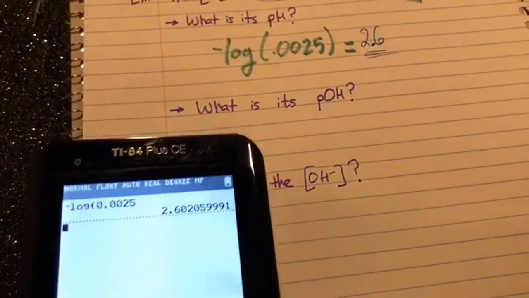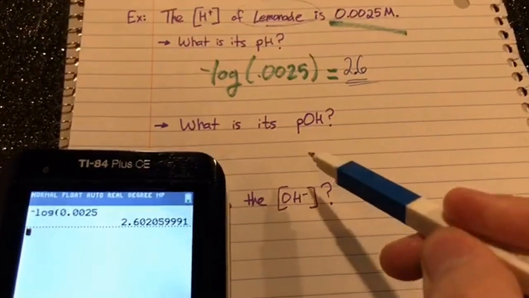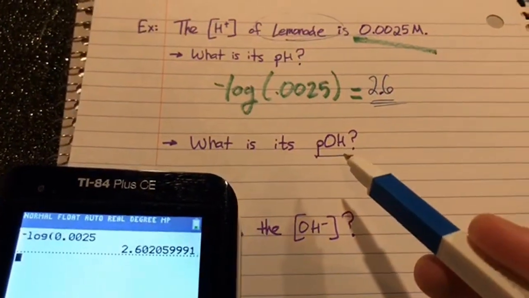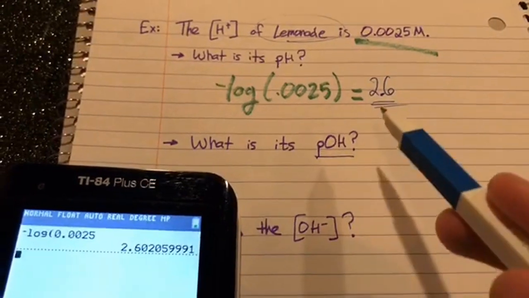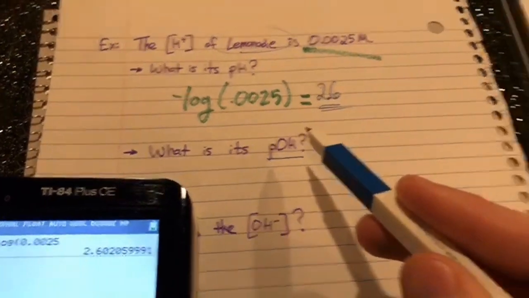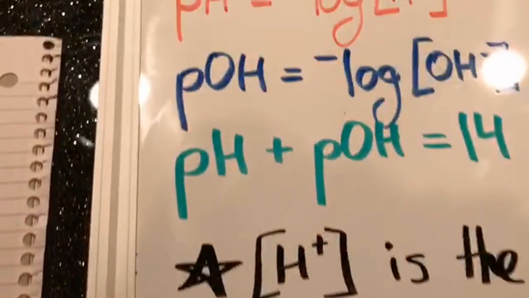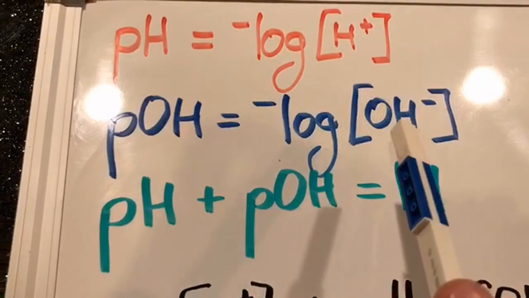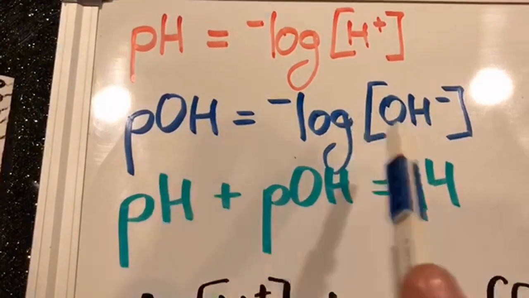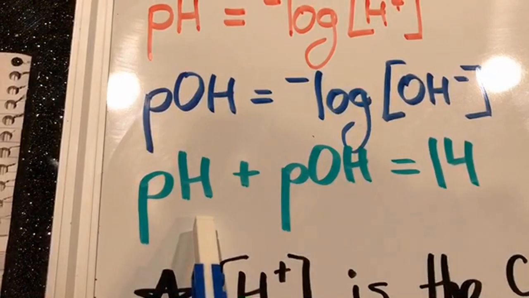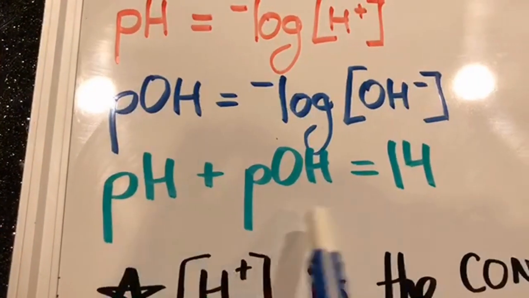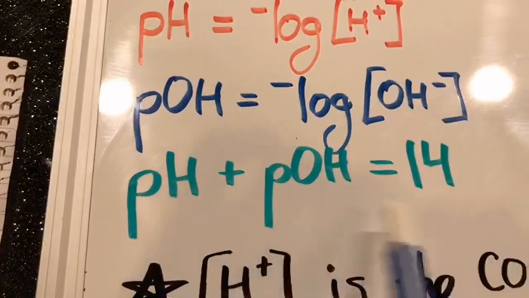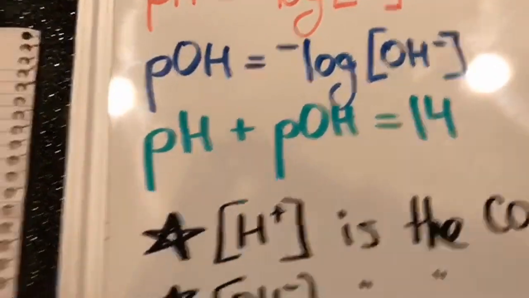Next, what is its pOH? Now again, a lot of people get upset and mad at pOH. Like, I don't get it. It's okay. It's the Stranger Things upside down of pH. There's two ways you can calculate it. You can take the negative log of the OH minus concentration, which we do not have, so don't do that one. Or you can do the easiest equation in chemistry: pH plus pOH equals 14. We already know pH. So plug it in and you should get your pOH.